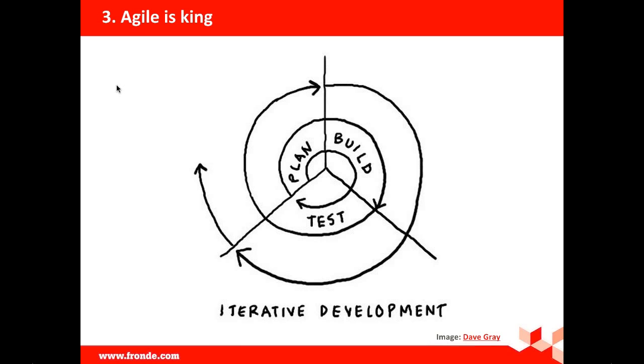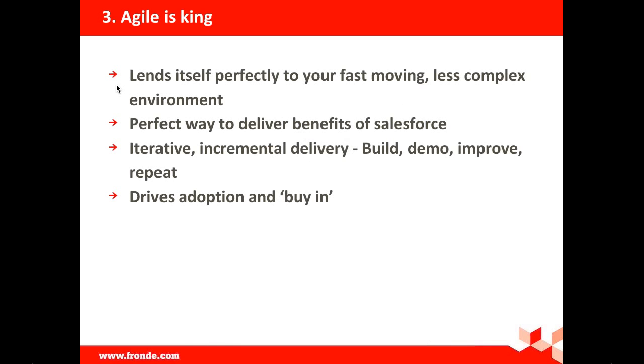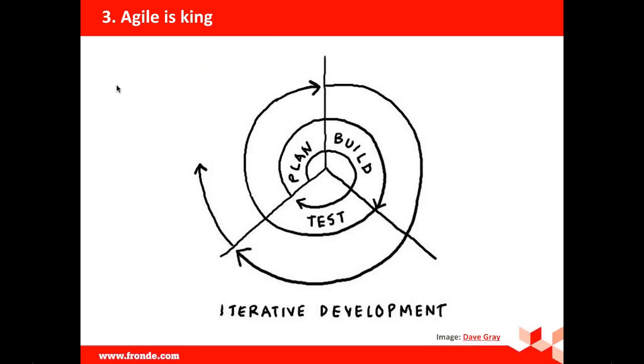So Agile is king. I'm not sure how many people are aware of this, so I'll give you a bit of a rundown. Agile is a generic term for a bunch of methods or frameworks for software delivery. There's a whole lot out there, and some common ones around at the moment. There's one called Scrum that people may have heard of.